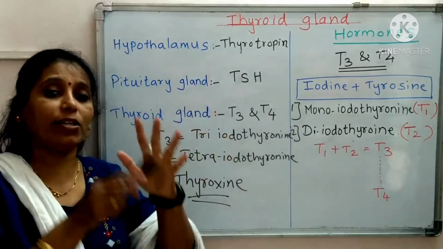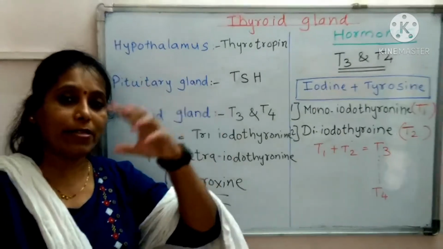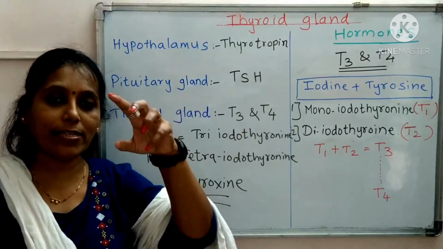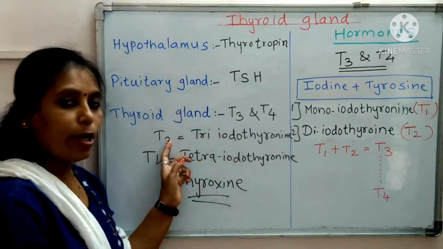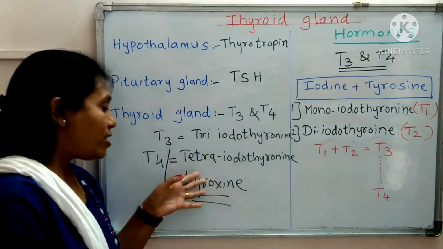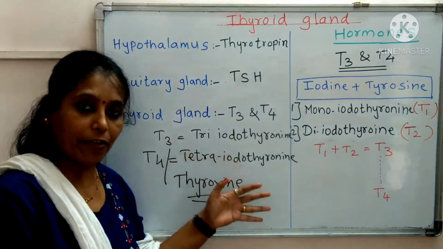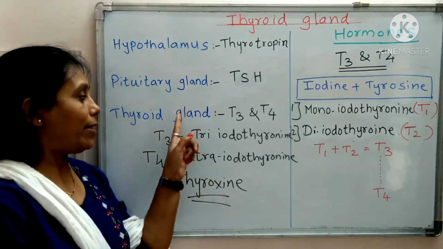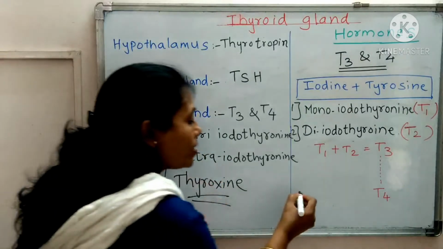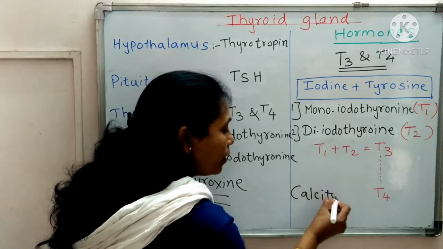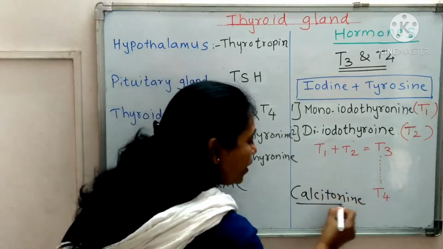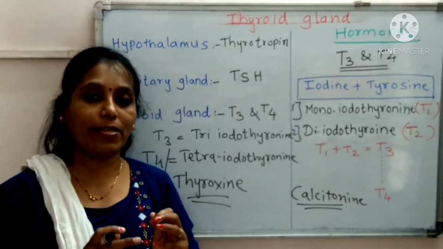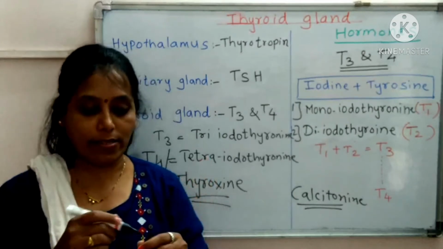Okay, we have studied the structure of the thyroid gland. Follicles are present. These follicles are made up of a single layer of cuboidal epithelial cells. These cells secrete T3 hormone and T4 hormone. This T4 hormone is very much active. It is also called thyroxine hormone. One more hormone is secreted by the thyroid gland and the name is calcitonin. This calcitonin is secreted by parafollicular cells which are present in between the follicles.